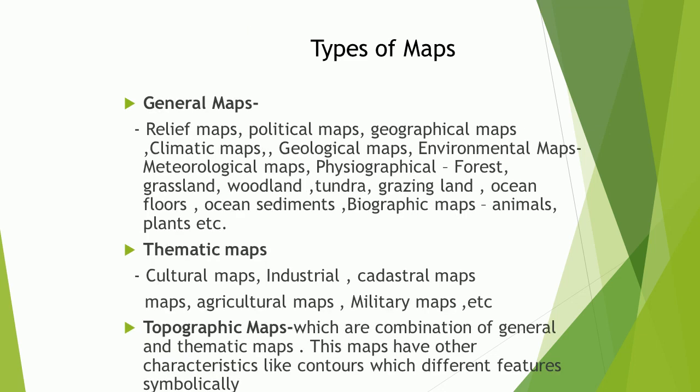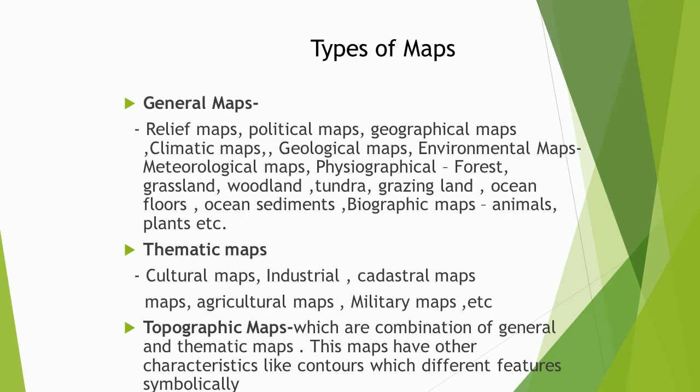Types of maps. General maps, relief maps, political maps, geographical maps, climatic maps, geological maps, environmental maps, meteorological maps, physiographical, forest, grassland, woodland, tundra, grazing land, ocean floors, ocean sediments, biographic maps, animals, plants, etc. Thematic maps. Cultural maps, industrial, cadastral maps, agricultural maps, military maps, etc.